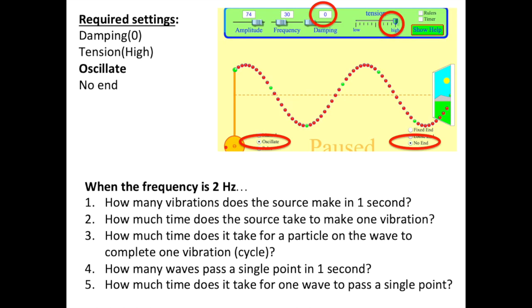So then we did another simulation, and we set it to oscillate, and we set the frequency to 2. And go ahead and take time now to go through these and measure these things and verify that you're coming out with what you would expect. So for example, when the frequency is 2 hertz, how many vibrations does the source make in 1 second? So measure it and see what you get. But 2 hertz means 2 cycles per second. So the source should make 2 full vibrations in 1 second. And you can use the little clock feature to measure that.